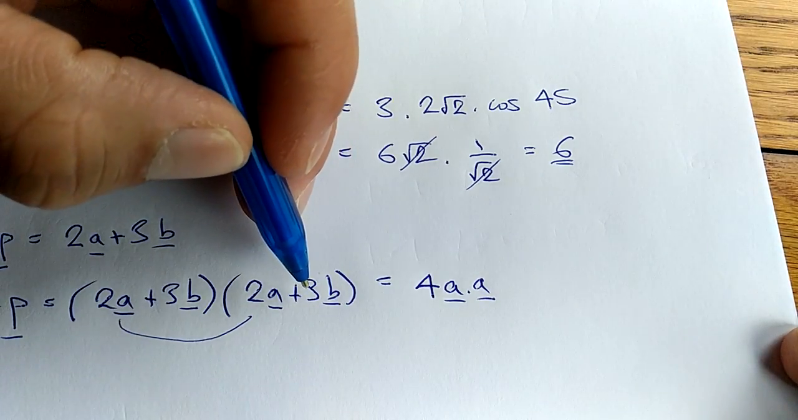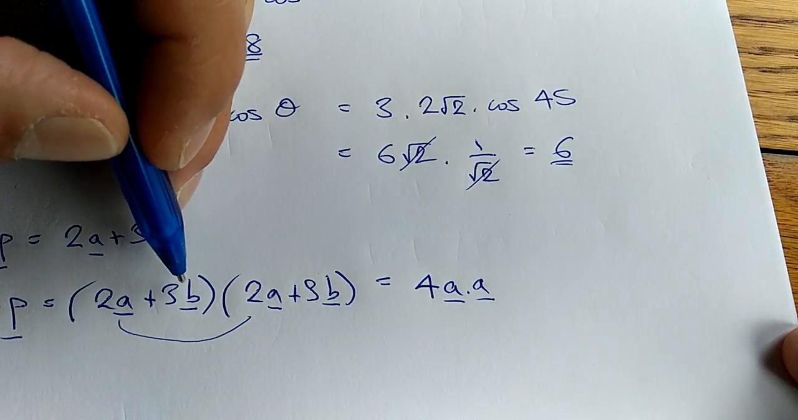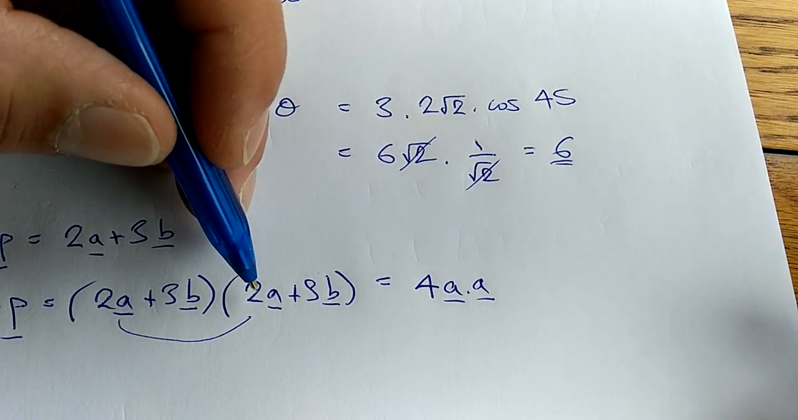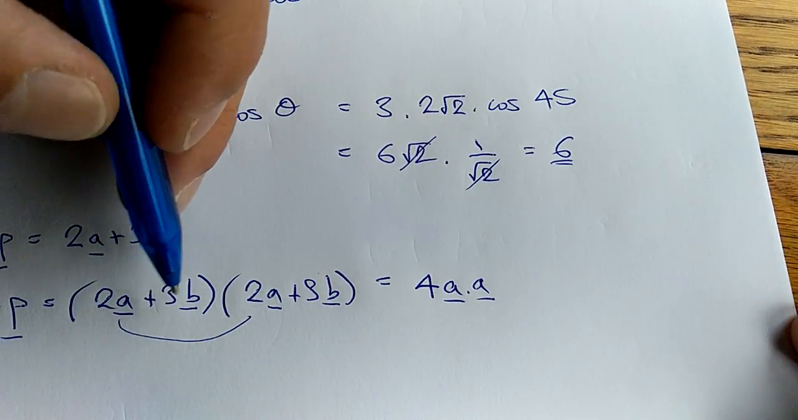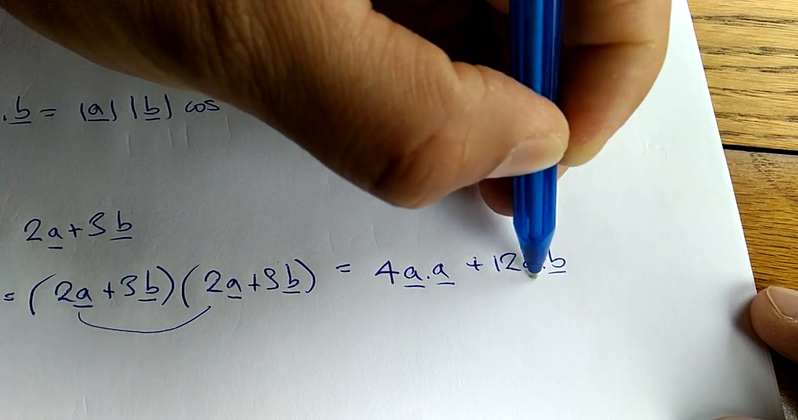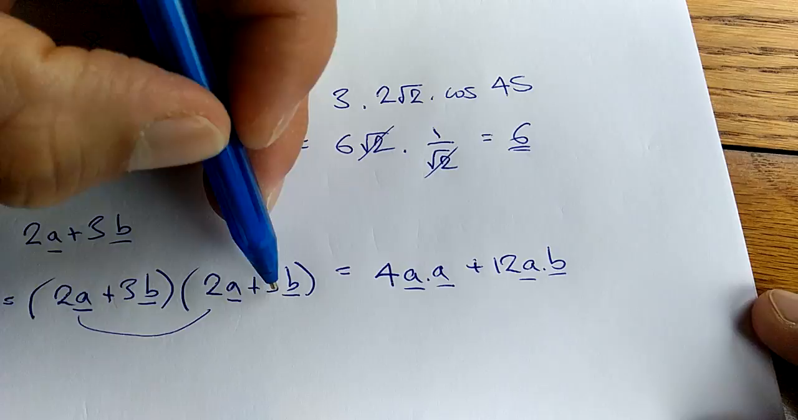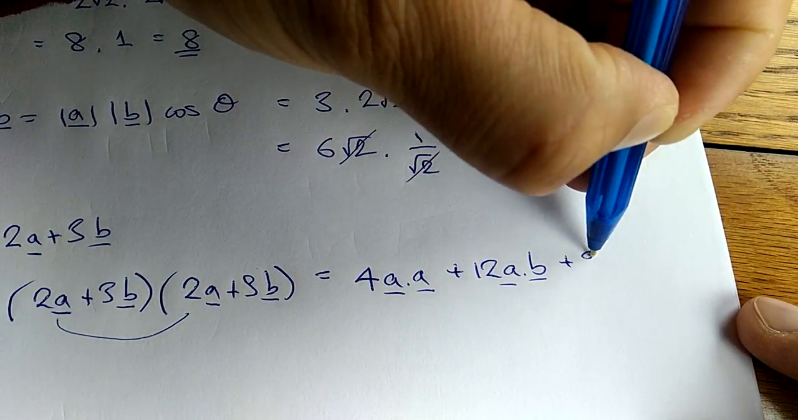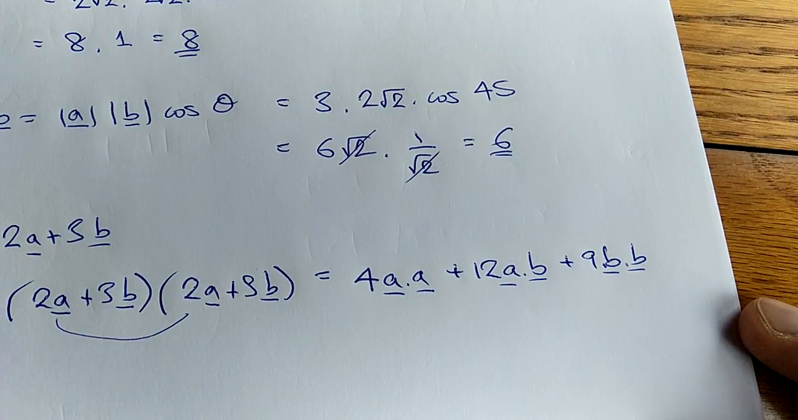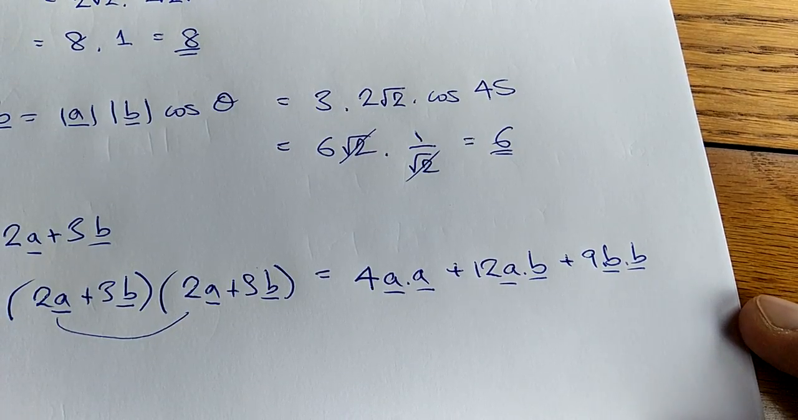So it would be 2a times 3b is 6ab. This gives me another 6ab. Well, this gives me 6ba, but that's the same thing as 6ab. So in total, I have 12ab. And multiplying these two together gives me 9. And again, we write it as b dot b. You can write it as b squared. It's the same thing, but better if you write it as b dot b.